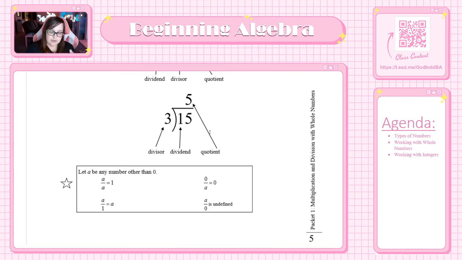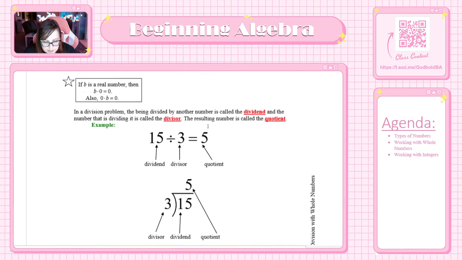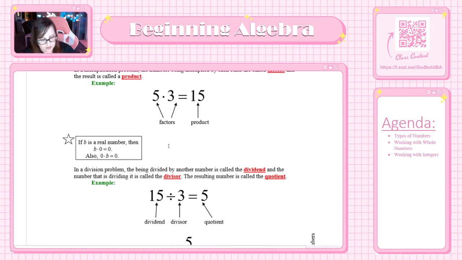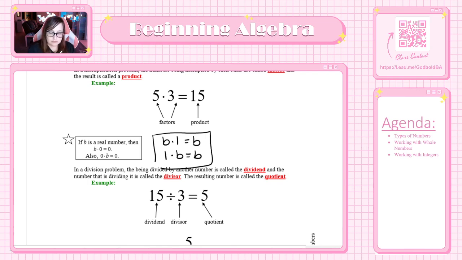There are also some properties with the 1. I probably should have put this too. b times 1 is equal to b, and 1 times b is equal to b. I don't know why that's not there. I feel like it disappeared somehow. So any number times 1 doesn't do anything to it. It's known as the identity element. If you're multiplied by 1, it doesn't change your identity. You stay the same, okay? So b times 1 is b.